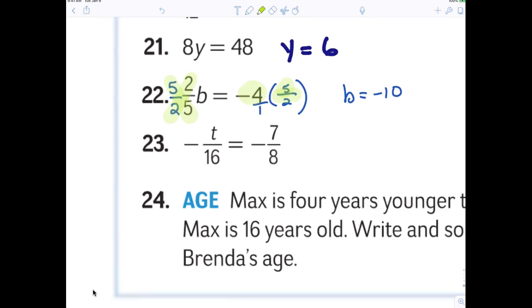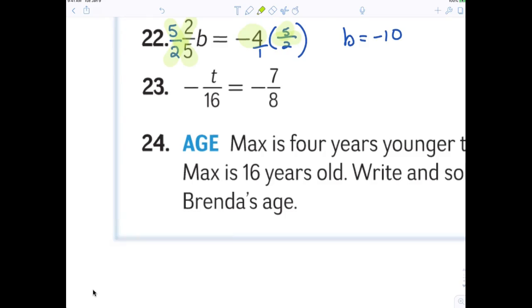All right. Now, the next one. Again, I have divided by 16. So what do I have to do to both sides? Coleman. Now, am I going to multiply by positive 16 or negative 16? Negative 16. So we're going to multiply by negative 16.